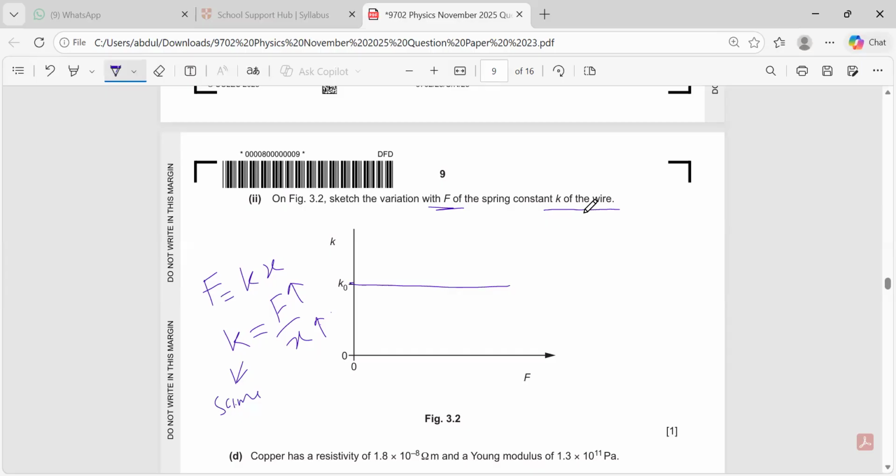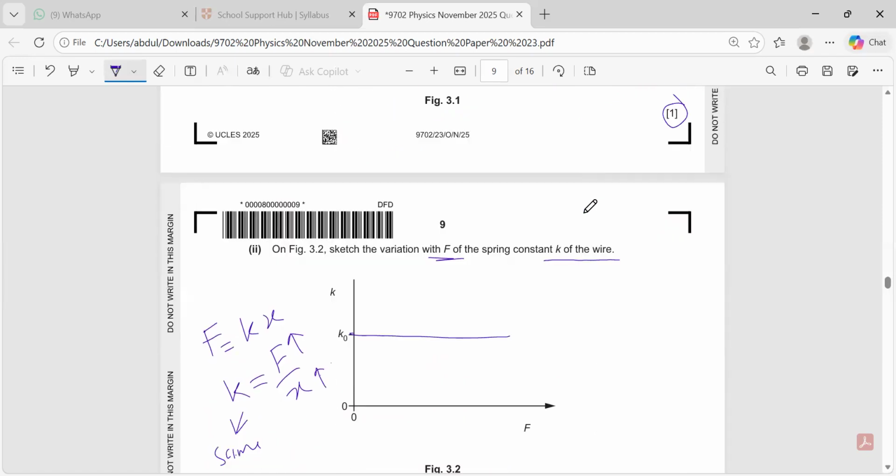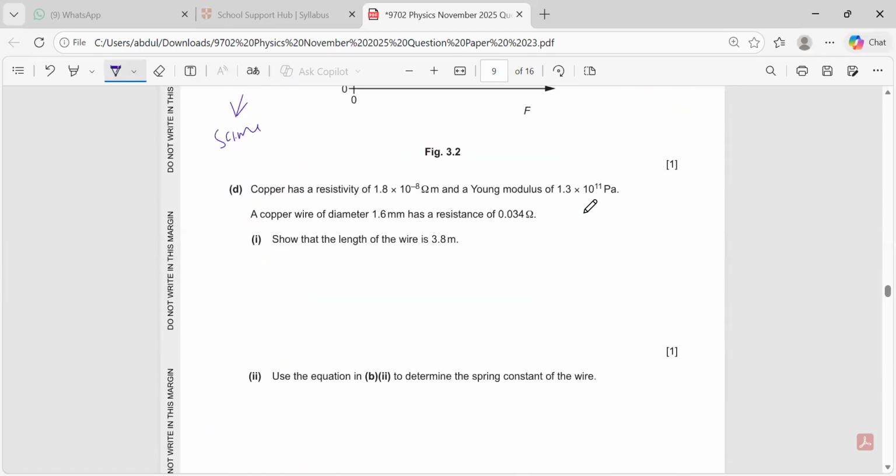Okay, so the spring constant, we have discussed it, K naught. Now, copper has a resistivity of this rho, Young modulus of this, copper wire of diameter. Now, this is in millimeters. It means we need to convert it from millimeters to meters, times 10 to the minus 3. Resistance is also given. Show that the length of the wire is this.